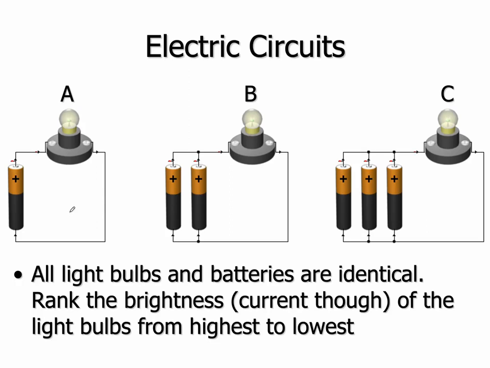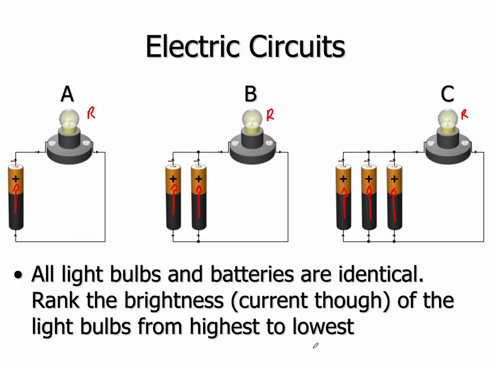So here's a quick one. All of these light bulbs, and I went back to drawing pictorial ones in this case, have the exact same resistance. They're all identical. The question is, which one of these circuits is going to have the brightest light bulb? Or in other words, the greatest current going through the light bulb. All of these batteries are capable of fully running the light bulb. So the question is, rank the brightness or the current through the light bulb from greatest to lowest.